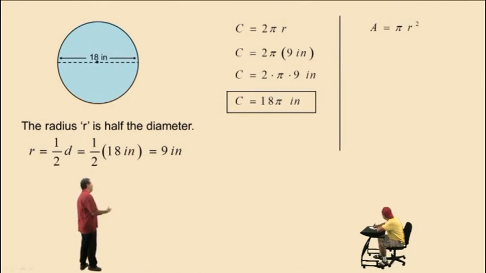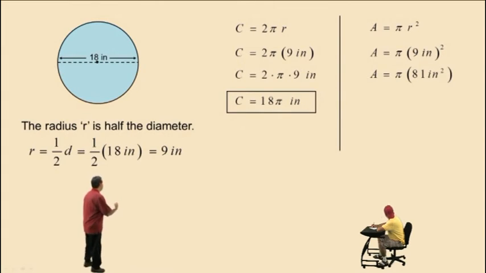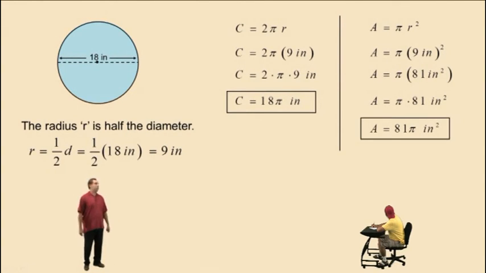Let's find the area of the circle. Remember, area is 2 dimensions. Since our units are inches, our dimensions for area has to be inches squared. Let's replace r with 9 inches, and notice we have 9 inches squared. 9 inches squared means 9 inches times 9 inches. 9 times 9 is 81. Inches times inches is inches squared. So notice we get pi times 81 inches squared. That means it's pi times 81, which is 81 pi, and do not forget your dimensions of inches squared. So our final answer is 81 pi inches squared.